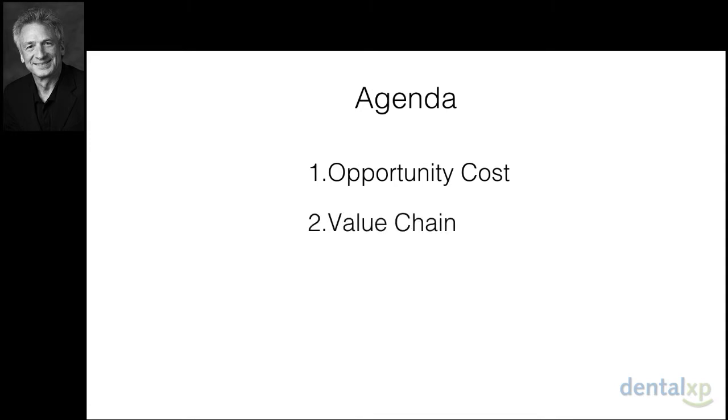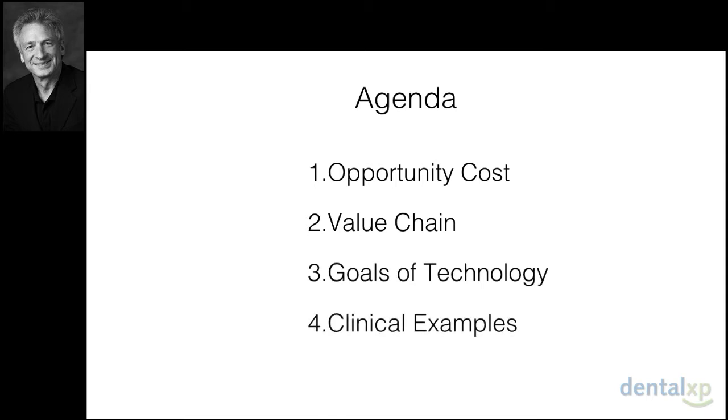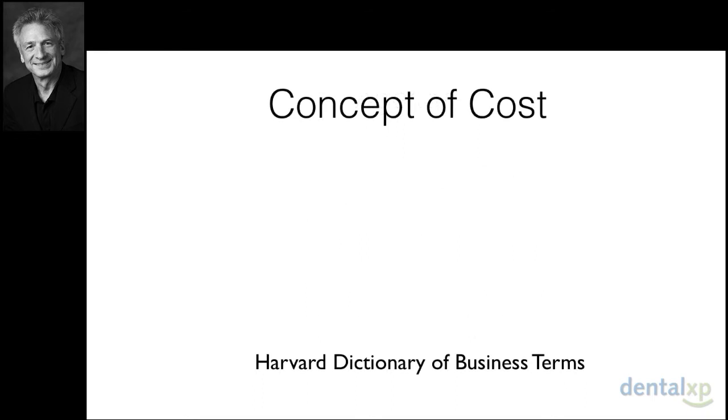So to understand the management of technology and how to leverage it for best outcomes and productivity, there's some concepts that are important to understand. One will be the concept of opportunity cost. Another will be something called a value chain. Another is goals of technology. And finally, we'll put these concepts together and show clinical examples that demonstrate clearly these concepts and demonstrate how we can leverage technology to be more productive and at the same time give our patients the best outcome.